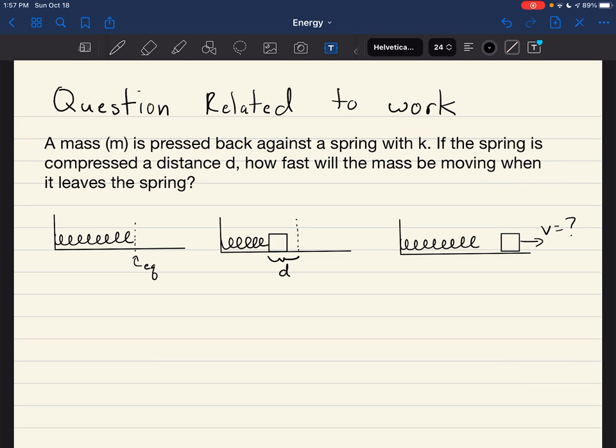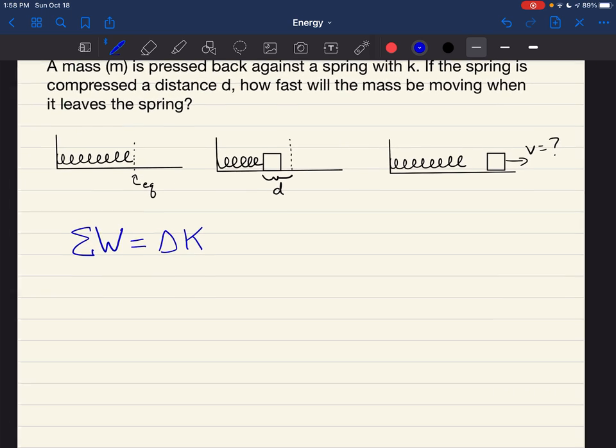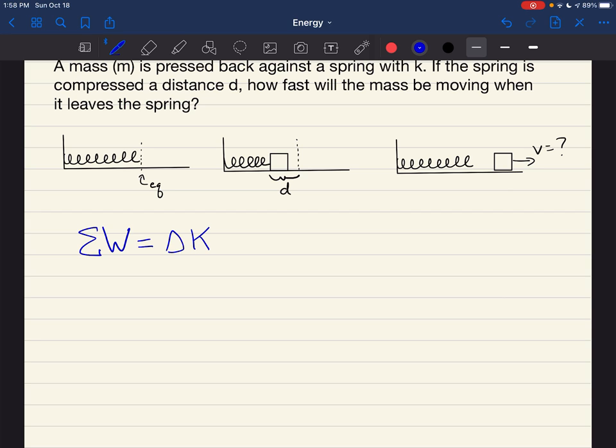Okay, so if we want to do this using the work energy principle, remember the work energy principle is the total work on an object is equal to the change in kinetic energy of that object. And I know that work is force times distance. So in this case, that object is accelerating as a result of the spring that's pushing it, right? That spring is going to push it to the right and shoot it off.